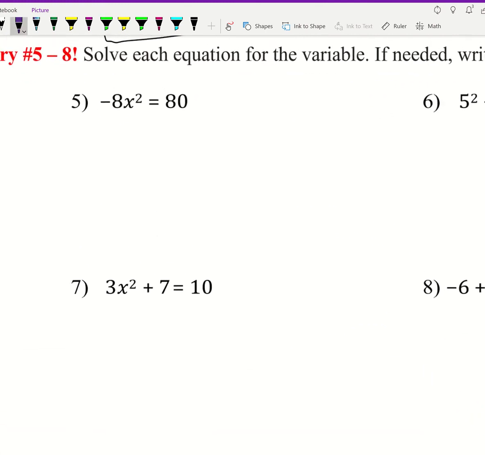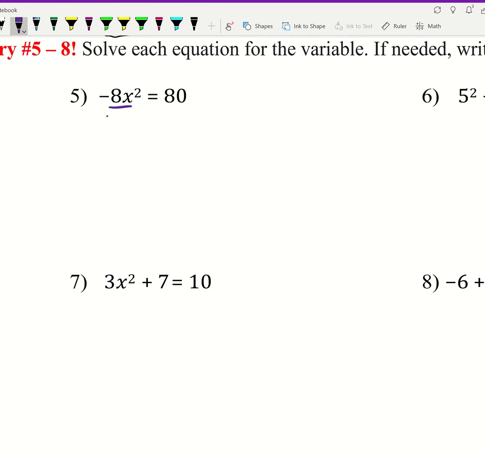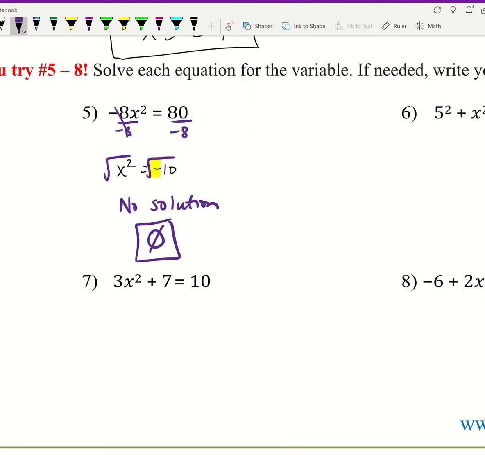Number 5, I'm going to get x squared alone. I'll do that by dividing both sides by negative 8. So if I rewrite this, x squared is equal to negative 10. And if I square root both sides, I do have a problem. I've got a negative inside a square root, so I'm going to say there is no solution. By the way, there is a symbol for no solution. It looks like a 0 with a slash through it. I use that symbol a lot.